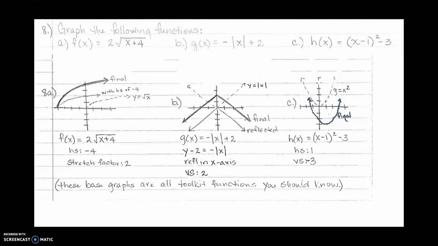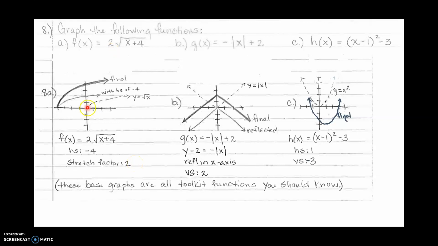Okay, so let's look at this first one. For this first one, we've got 4. So this 4 is attached to the x. It can't be moved to the other side, so that's a horizontal shift. And remember, it's what's being subtracted from x, or the opposite of this number. So that's a horizontal shift of -4. And then the 2 out in front is our vertical stretch by a factor of 2.